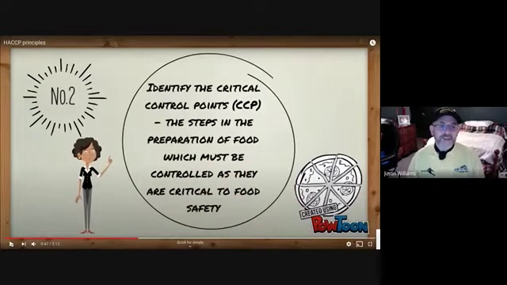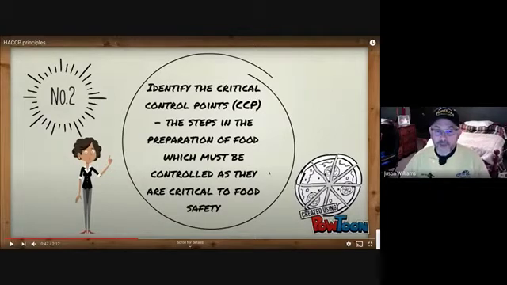So the second letter is A, and that stands for analysis. Analysis is a fancy word for study. You're going to look at your entire operation, and you're going to identify the critical control points, the CCPs. So that's all the steps in preparation of food that have to be controlled. And that could be from the time that it's received at your back door, what temperature it comes in, how quickly it goes under refrigeration, during the process of cooking, where are the chemicals, where are they stored before, during, and after, who's handling those chemicals, make sure they're handling them the right way.